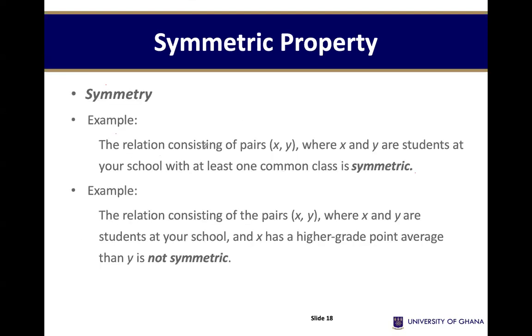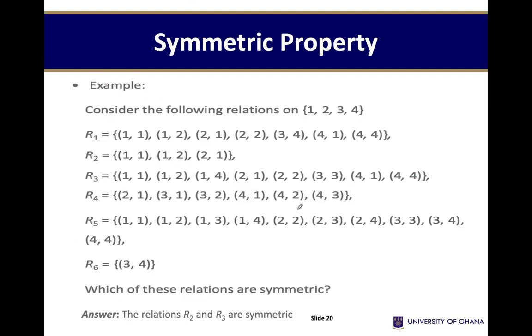So the relation consisting of this, I'll skip this one. Let's look at a better one. We come back to the same example we were looking at. The set contains 1, 2, 3, 4. And then we want to look at these relations and judge which of them is symmetric and which of them is not.